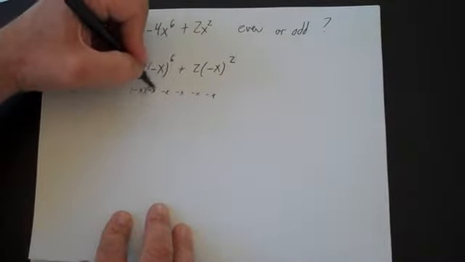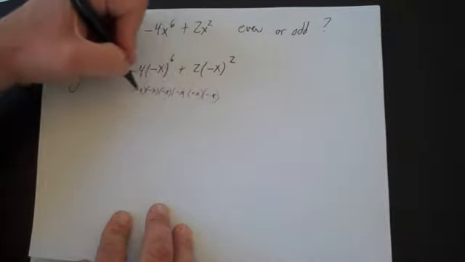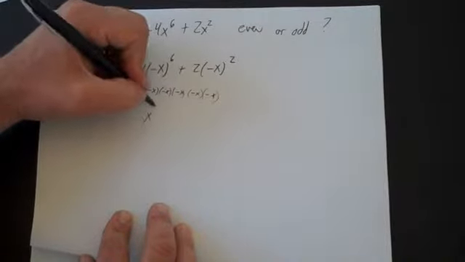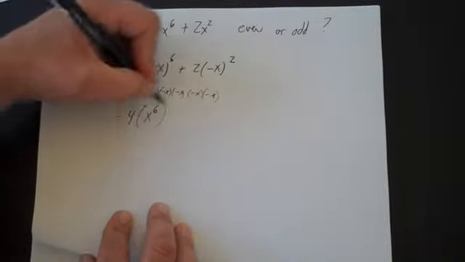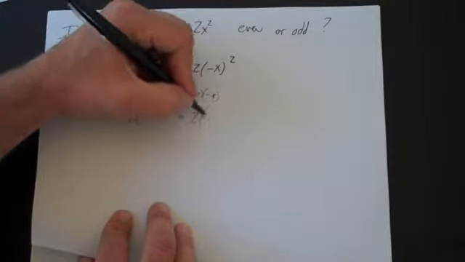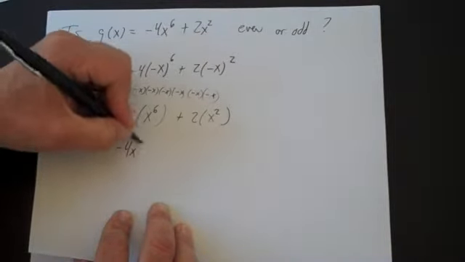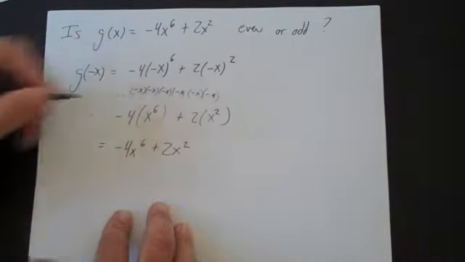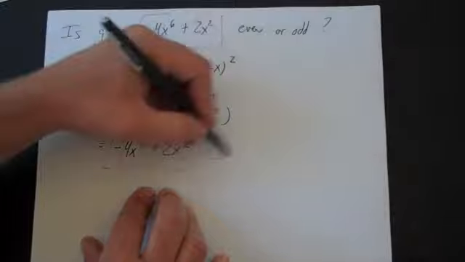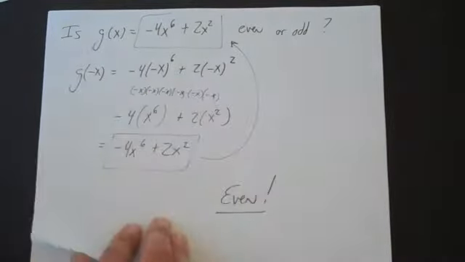And that's 1, 2, 3, 4, 5, 6 negatives. So that's going to be a positive x to the 6. So that's positive x to the 6 times minus 4. Negative x squared is negative x times negative x, so that's a positive x squared. And then you get minus 4x to the 6 plus 2x squared. Now the question is, is this exactly what you started with? And it is, so this is an even function. That's all there is to it.